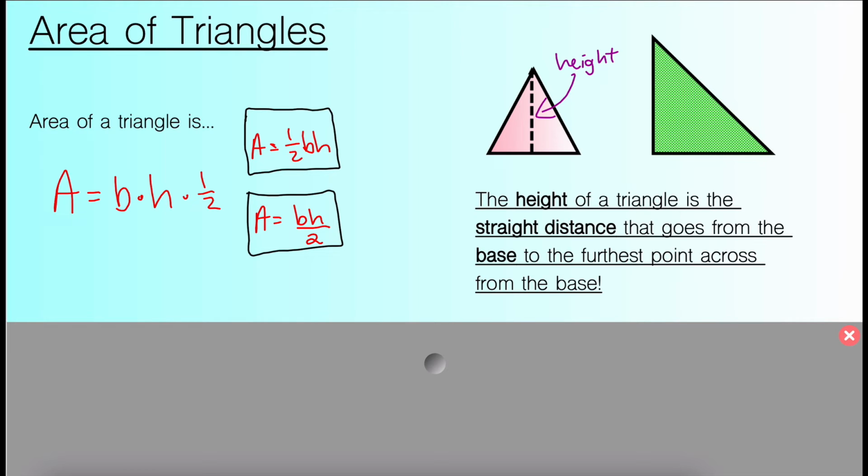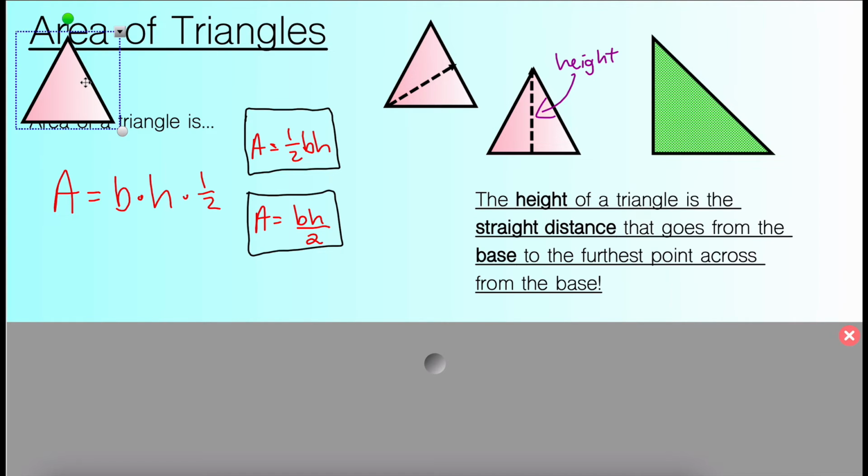Let's take this same triangle and look at it a different way. What if I had a straight line that goes from here to here, from this side straight across to this side? Then this would be the height.